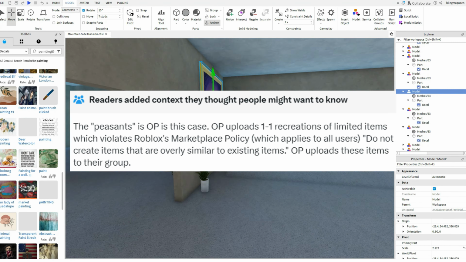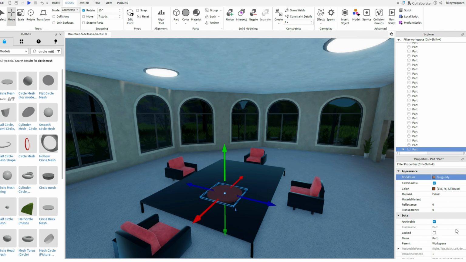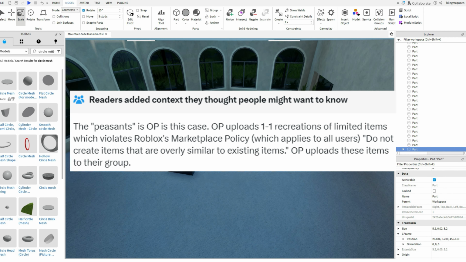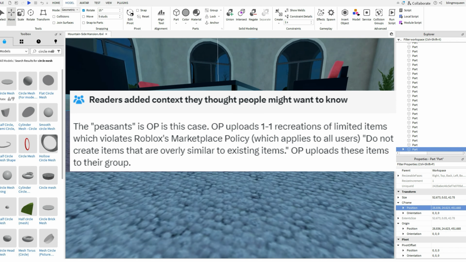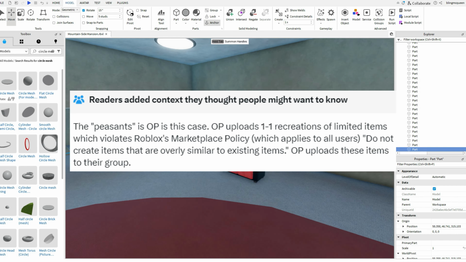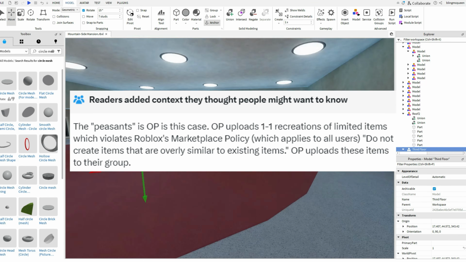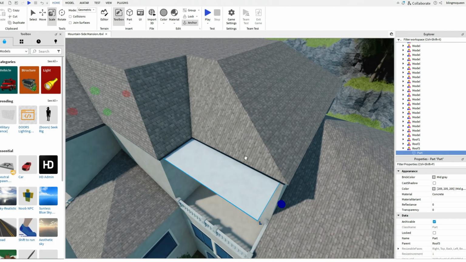The note states, "The peasants is OP is this case." What does that mean? Is that even proper grammar? "OP uploads one-to-one recreations of limited items, which violates Roblox's marketplace policy, which applies to all users. Do not create items that are overly similar to existing items. OP uploads these items to their group." And yeah, that's all true.